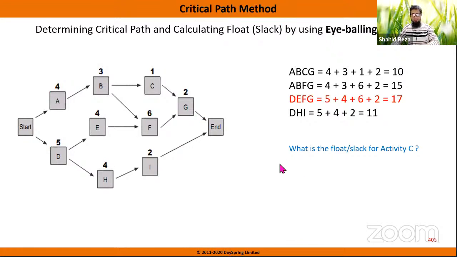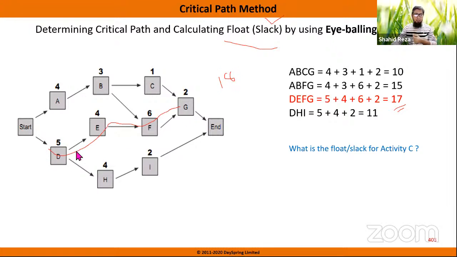Then another concept we need to understand is float, also known as slack. What is that? If you see the critical path, if we delay one task in this critical path DEFG by 1 day, then what will happen? Can we finish the project within 17 days? No, it will be 18 days. That means we are exceeding the finish date of the project.